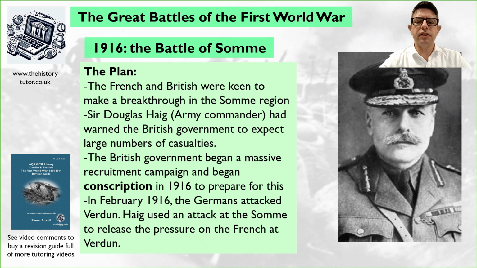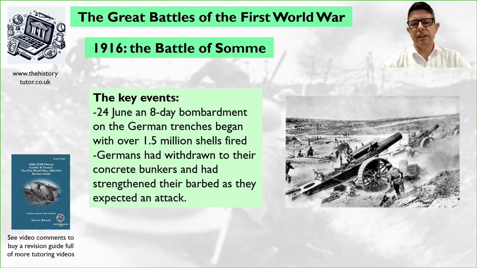So in February 1916, the Germans had attacked Verdun. Haig wanted to use the Battle of the Somme to release pressure from the French in this region. So what were the key events of the battle? So first, it starts on the 24th of June with an 8-day bombardment of German trenches with over 1.5 million shells fired. Of course, the Germans, expecting attack, withdrew to the concrete bunkers in their front lines, reserve lines and beyond, and they strengthened their barbed wire ready for an attack.